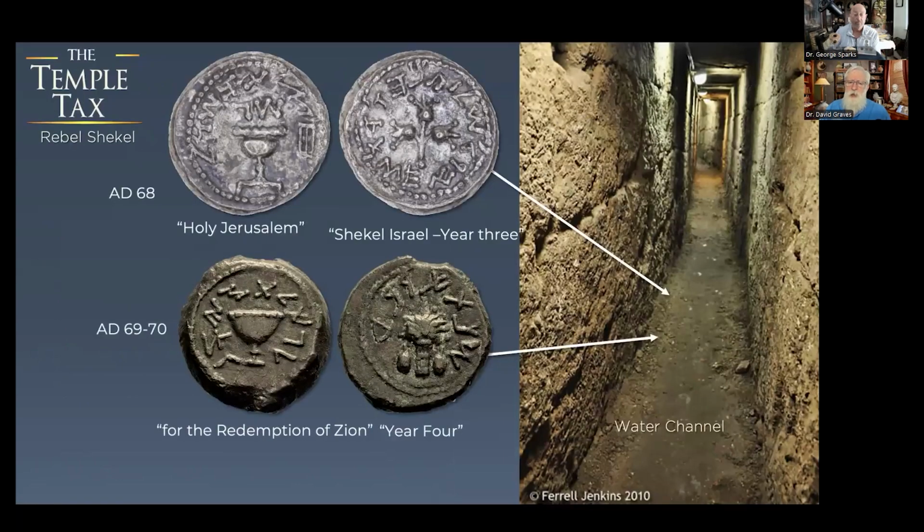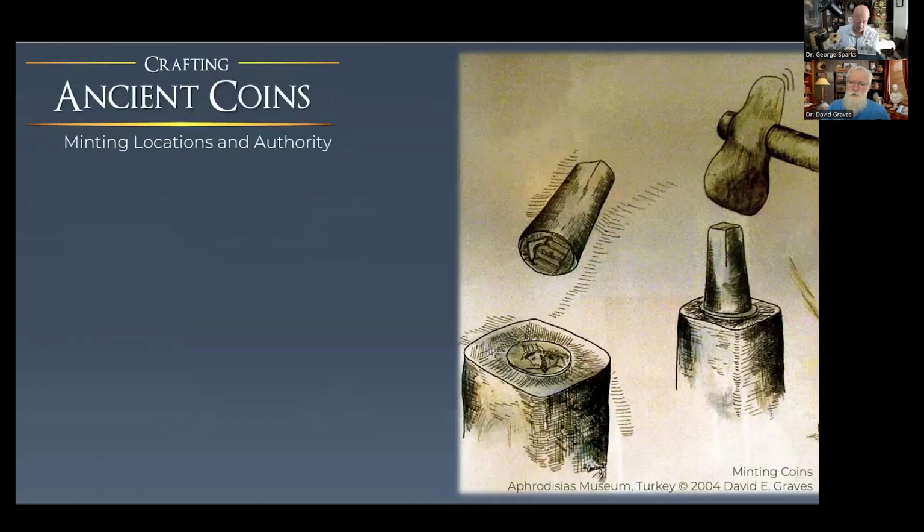Here we have the revolt coins we've talked about, found in the water channel. And this was the temple tax. And this ran from the temple area down to the pool of Siloam. So in 68 AD, it read Holy Jerusalem. And in 69-70, the message changed to For the Redemption of Zion. That was year 4. So as the political atmosphere changed, so did the message on the coins. But you see a cup there and a pomegranate on one, and different symbols on the other.